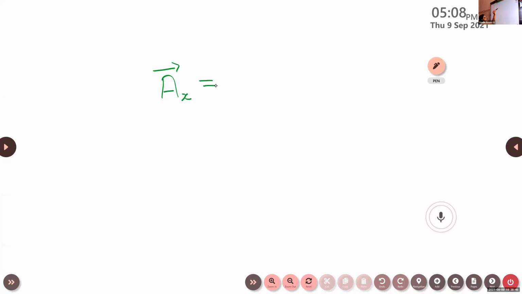Here we have vector AX. Can you represent vector AX? According to our general equation, we know that vector A is equal to the modulus, that is the magnitude of vector A, into unit vector A. Similarly, can you represent this vector AX? What is the magnitude of vector AX?